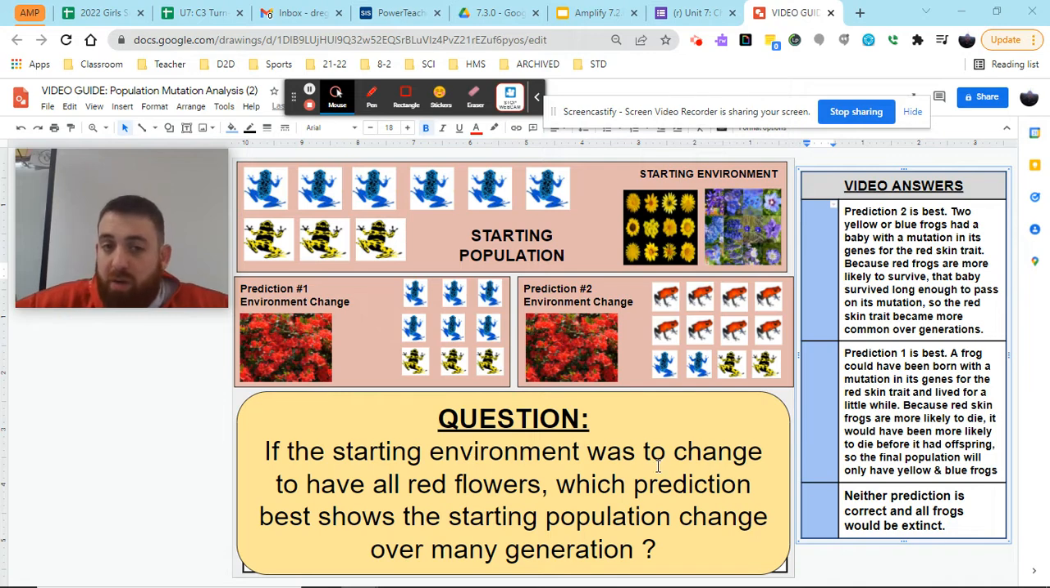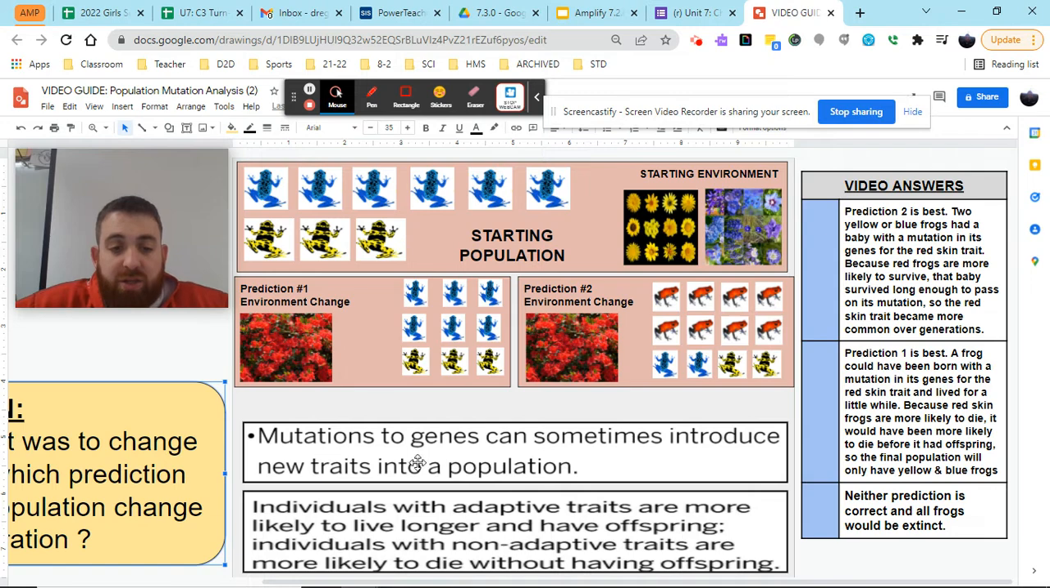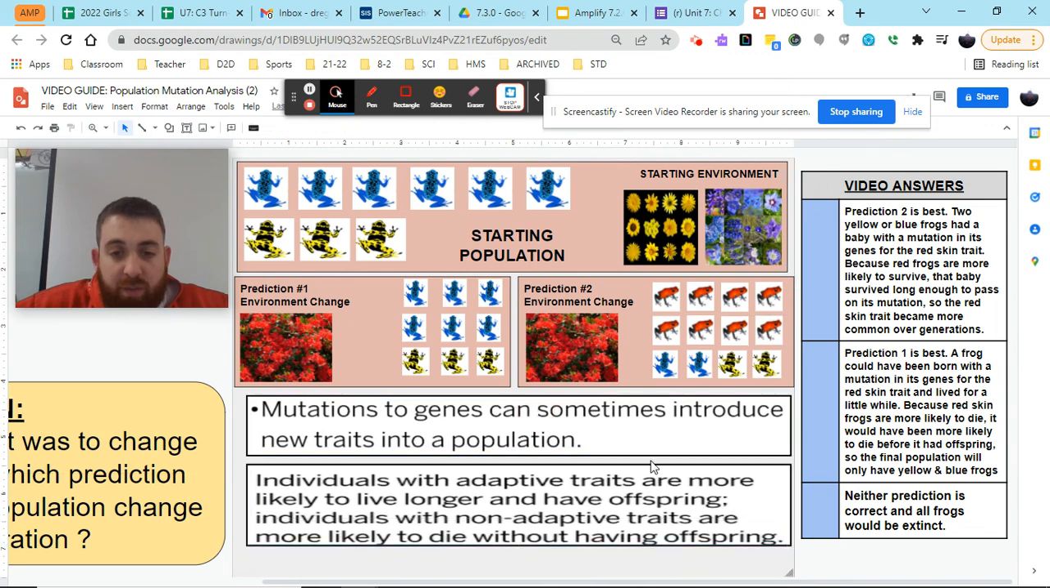Okay, do we think we got it right? Let's take a look. When we look at our key concepts here, we know that mutations to genes can sometimes introduce new traits into a population. Whenever we look at our population, it is possible for red or green or blue or yellow or any of those traits to come up, whether it's through natural reproduction or through mutation.